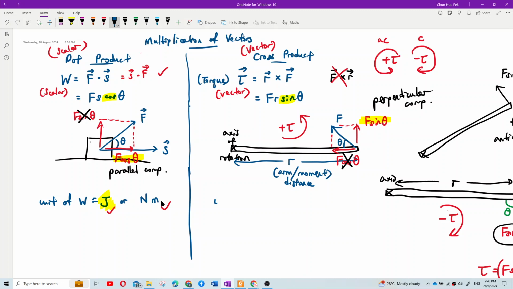What is the unit of torque? I told you already. Just look at the formula: it's F r sin theta. So it's also Newton meter. The unit of torque is also Newton meter. So you can see torque has a similar unit to work done. But it is not a work done. Although it has the same unit as work done, torque is not a scalar quantity like work done. Torque is like a force.